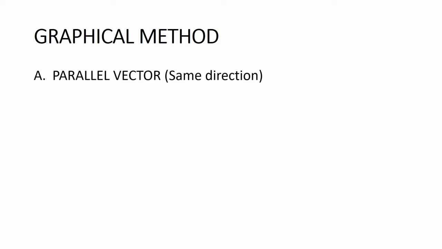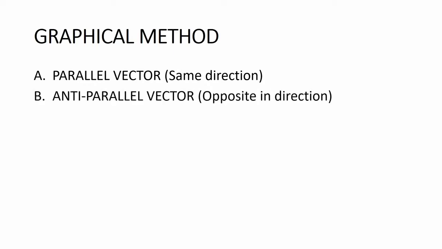The first case that we will be encountering in dealing with graphical method is the parallel vector, or the same vector. What if we have the same vector, how to add that one? Same direction, I mean. What if we have two vectors and these vectors are in the same direction? How to add that? Letter B is antiparallel vector. What if the two vectors are in an opposite direction?